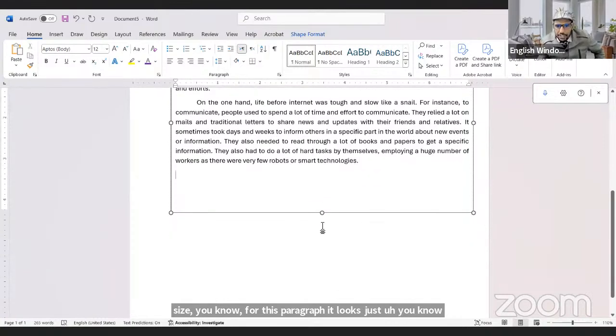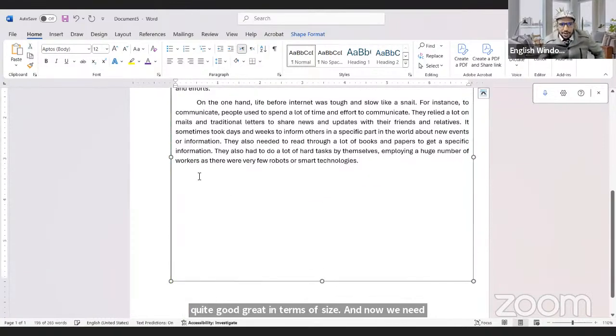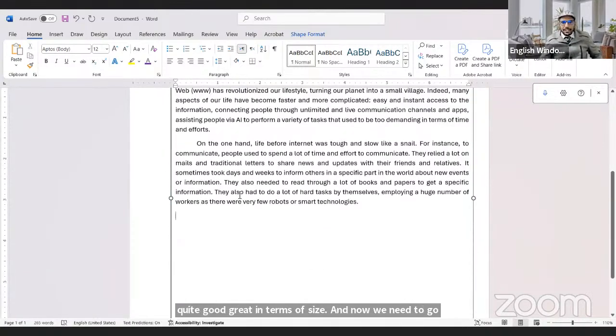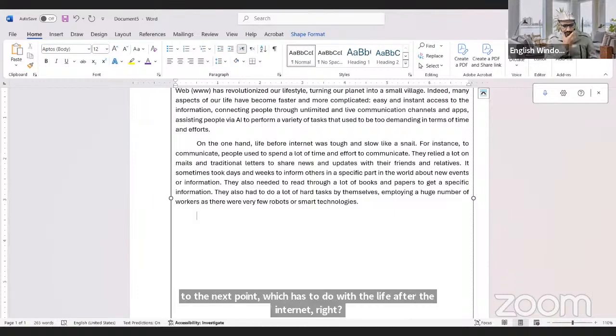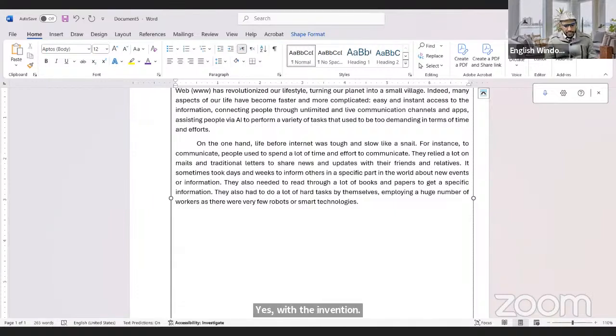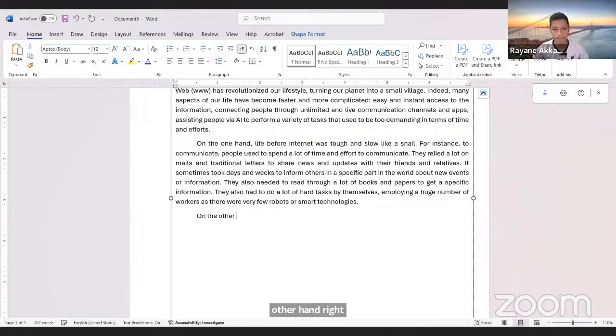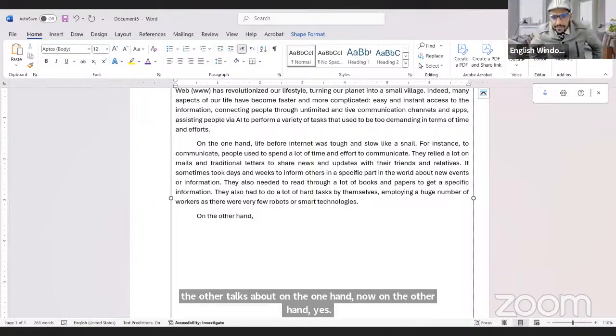And now we need to go to the next point, which has to do with life after the internet. With the invention of the internet, or we say, on the other hand. On the other hand. It talks about on the one hand, now on the other hand. What happened, guys?